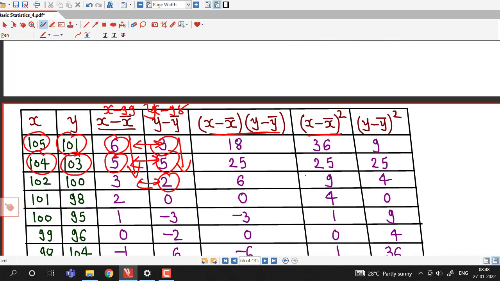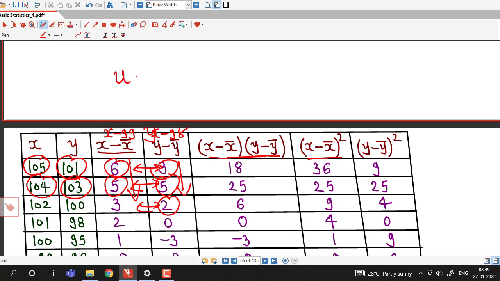Now we will do the same problem using the step deviation method. For that we have to define two variables u and v. We can see that the gap between successive values is not the same. Here the gap is 105 and 104, so there is a gap of 1. Then 104 and 102, so a gap of 2. Same thing here, the gap is not common, so we will not take the change of scale. We consider only the change of origin.